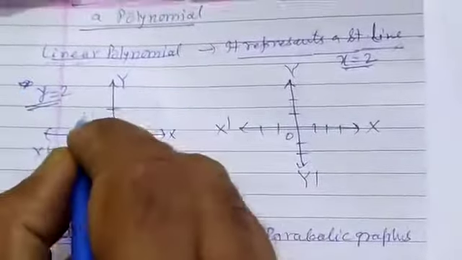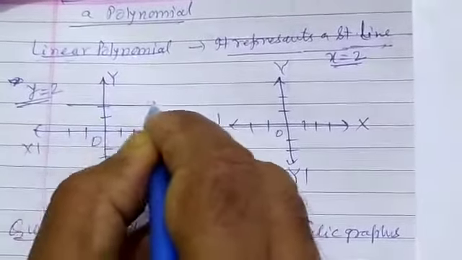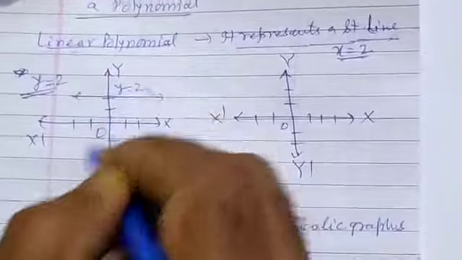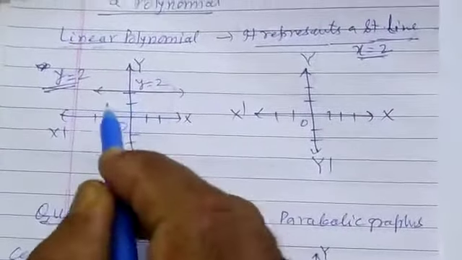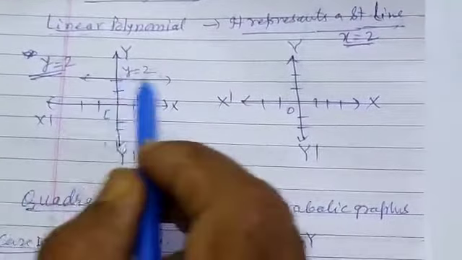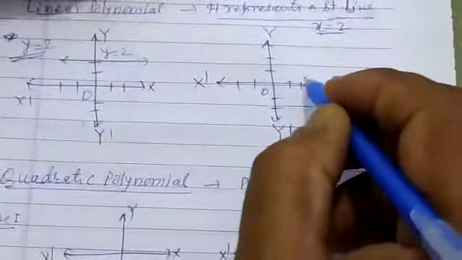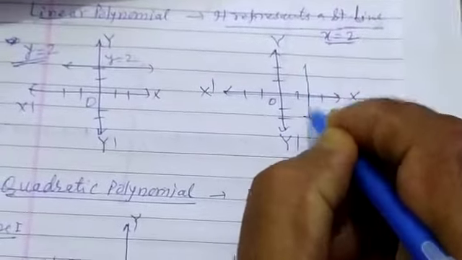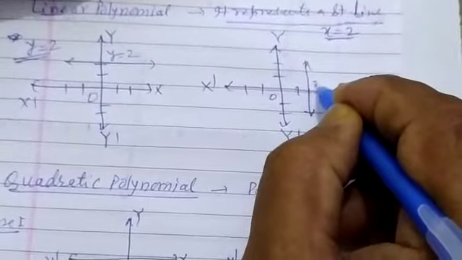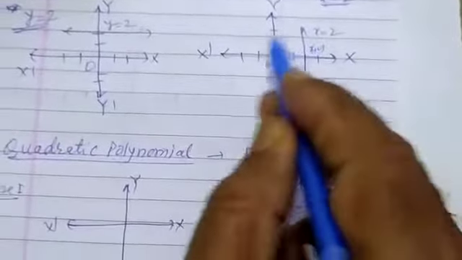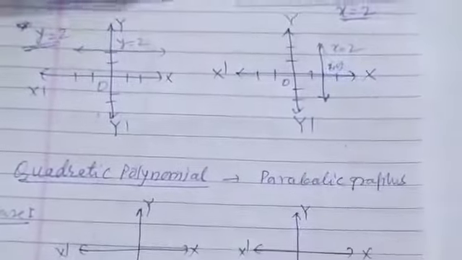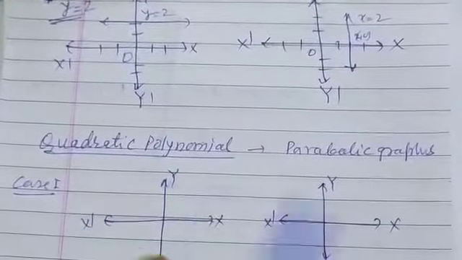of the polynomial y equals 2. Its graph will be like this, parallel to the x-axis. It never intersects the x-axis, that's why the number of zeros here is 0. It is a linear polynomial but the number of zeros is 0. But if you draw the graph of x equals 2, then the point is (2, 0). That's why we get 1 zero. Its value is 2.